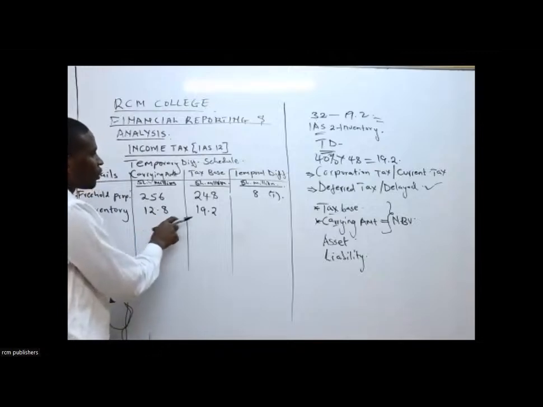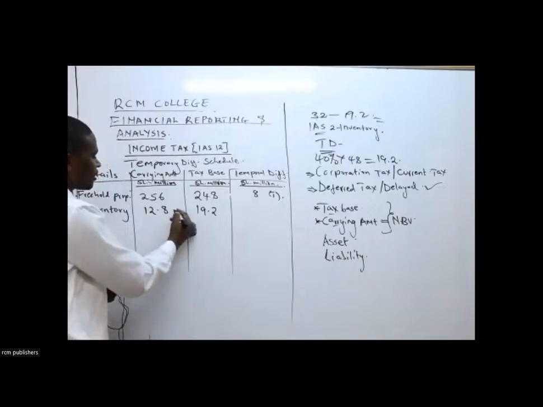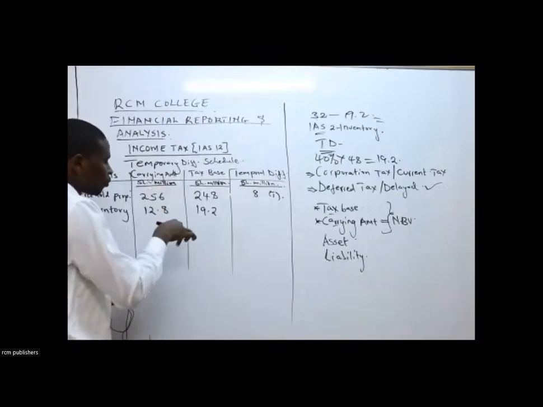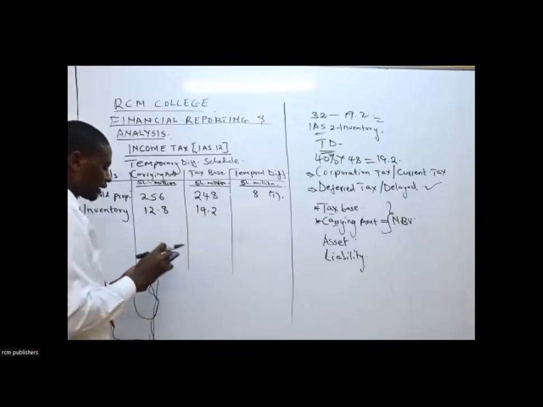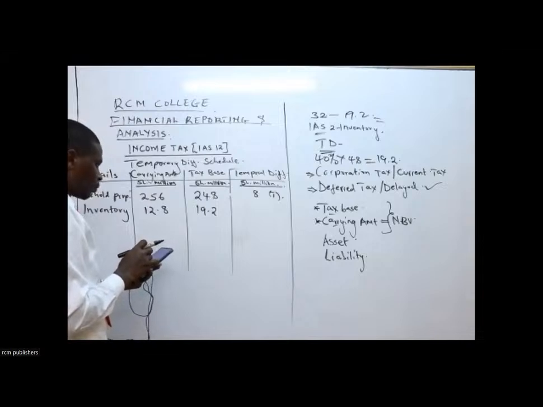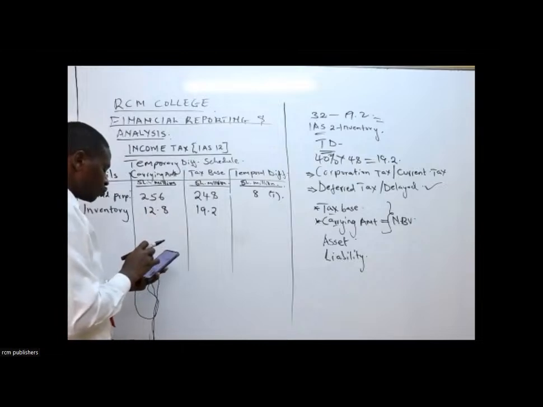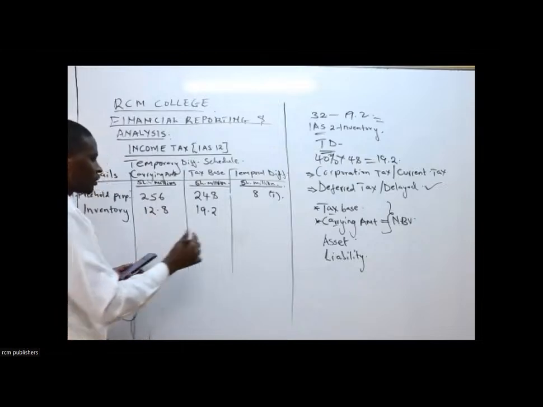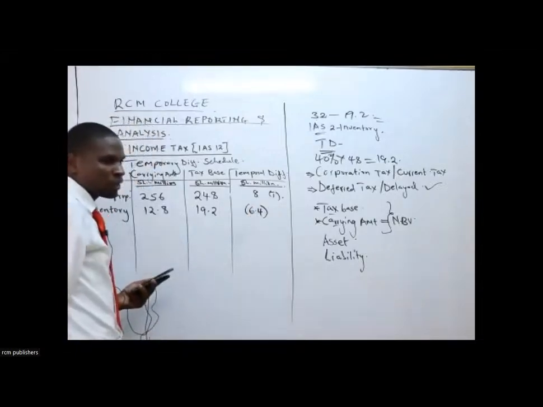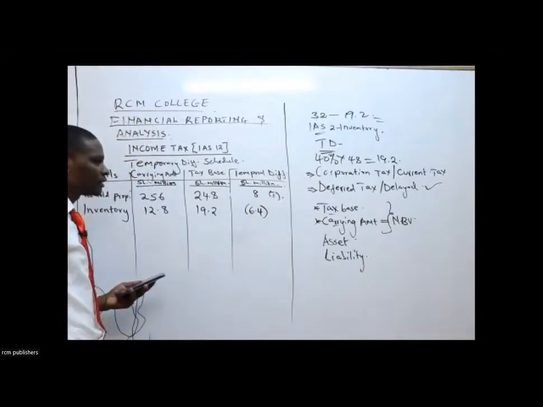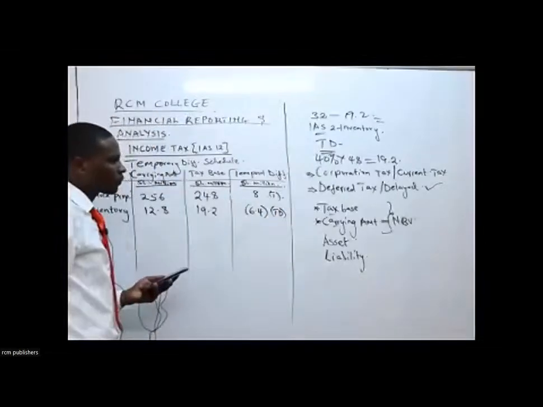Now you ask yourself, what will be the temporal difference? If I look at this asset, the carrying amount is below. How much below? The tax base. Therefore, this will be tax deductible. Tax deductible of 12.8 minus 19.2. I'm getting 6.4, and that is deductible. So you can put a tax deductible.